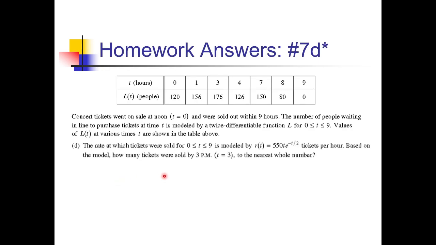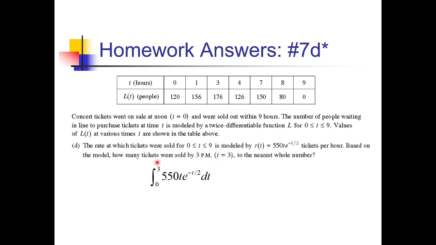For this next part of the problem, we're told that the rate at which tickets are sold from time 0 to 9 is modeled by this R of t weird linear product exponential function. Based on this, we want to know how many tickets were sold by 3 p.m. to the nearest whole number. So we've got the rate of change to figure out the total number of tickets accumulated over this time from 0 to 3.